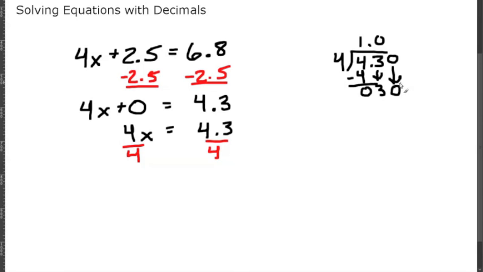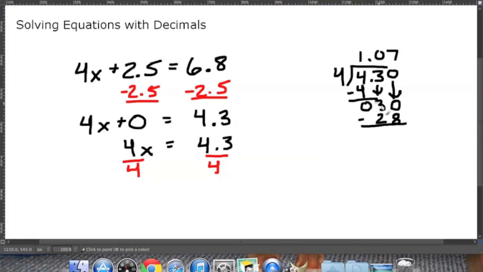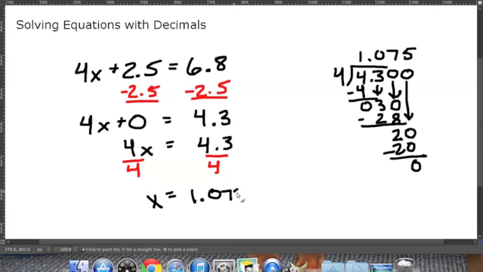How many times does 4 go into 30? 4 goes into 30 7 times. That would be 28. So 7 times 4 was 28. 30 minus 28 will give us 2. Now we have to see how many times does 4 go into 20. 4 goes into 20 5 times evenly. So there's going to be nothing left over. So our x is going to be equal to 1.075.